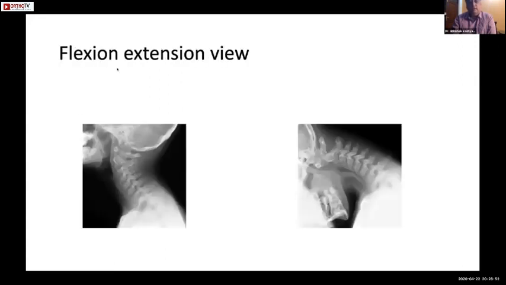Sometimes you need to address instability, so you need to get a flexion extension view. In a flexion view, it looks like there is nothing abnormal. But once you do an extension view, you find that there is an instability at C1, C2, which is probably due to an os odontoideum.